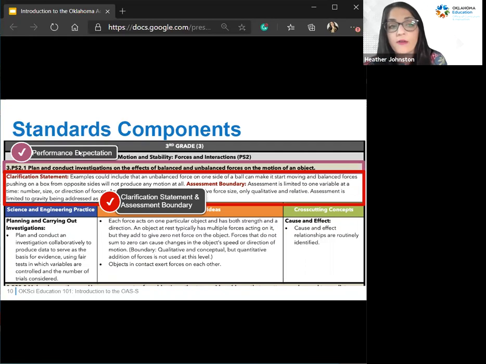So we're going to work our way from the top to the bottom as we discuss each section, and we're first going to start talking about the performance expectations and the clarification statement.